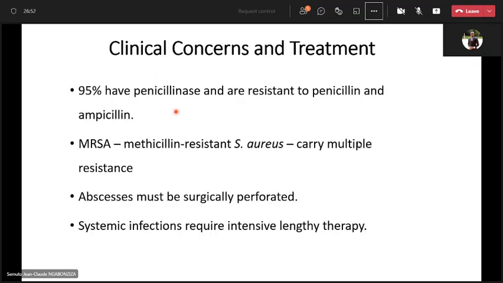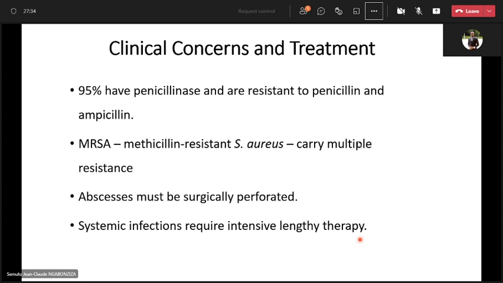So there is a clinical concern. We have methicillin-resistant Staph aureus, which carries multiple resistance to antibiotics, and this is very important and causes problems with treatment of Staph. 95% already have penicillinase, so they are resistant to penicillin and ampicillin as they degrade these. Sometimes an abscess must be surgically perforated to allow antibiotic to get in. And systemic infection requires intensive lengthy therapy.